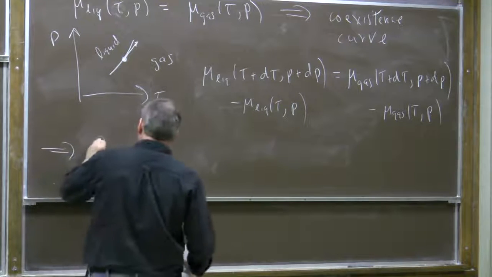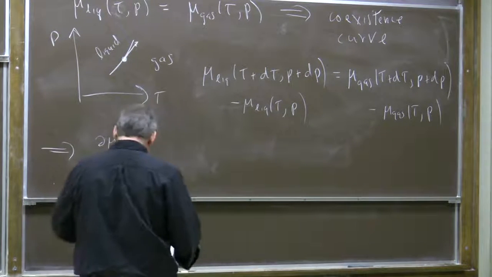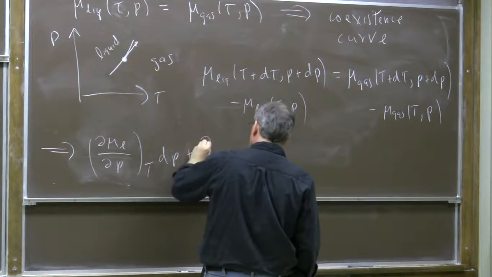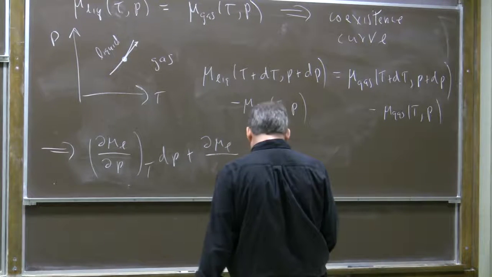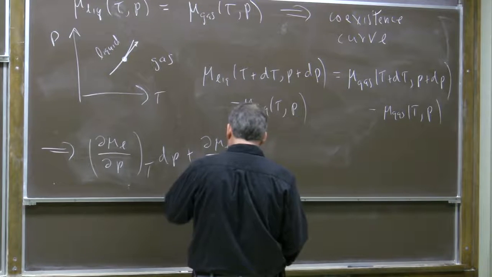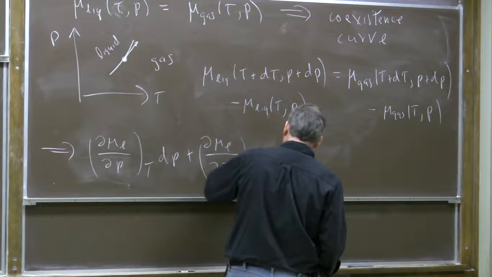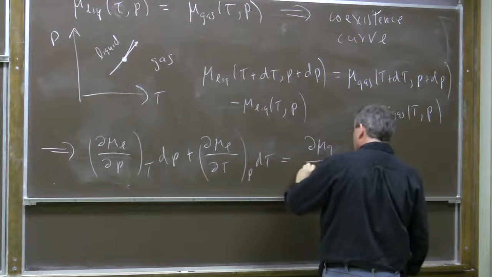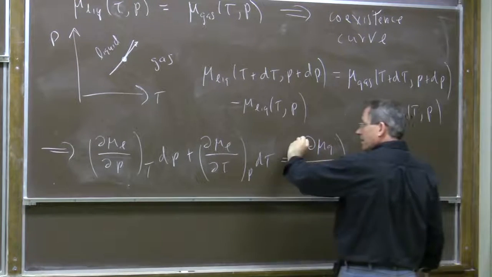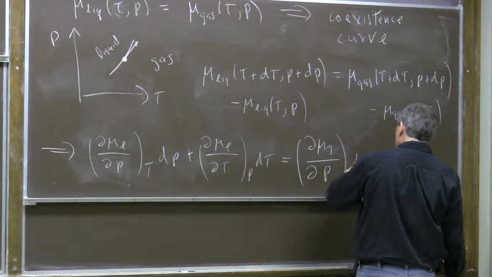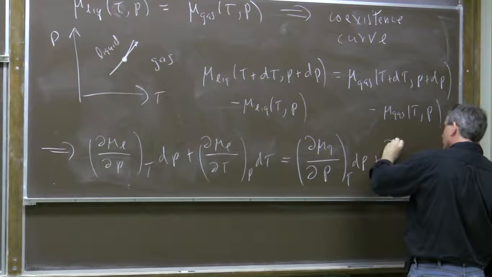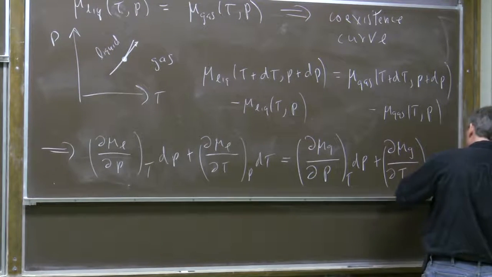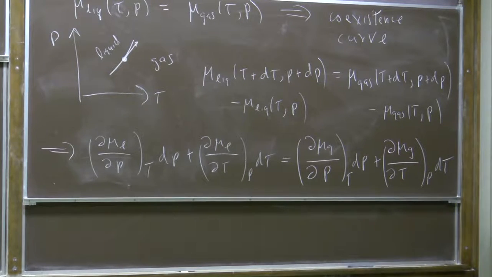So I can say that the derivative of chemical potential, I'll write sub L for liquid, with respect to pressure at constant temperature, dp, plus partial derivative of chemical potential of the liquid with respect to temperature at constant pressure, d tau, equals the corresponding quantity for the gas, partial derivative of chemical potential with respect to pressure of gas at constant temperature, dp, plus partial derivative of chemical potential of gas with respect to temperature at constant pressure, d tau. Those have to be equal.